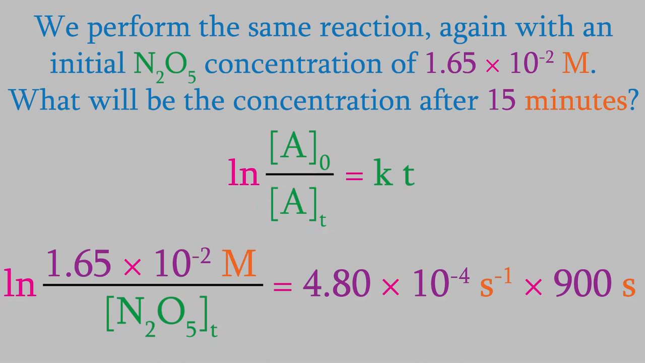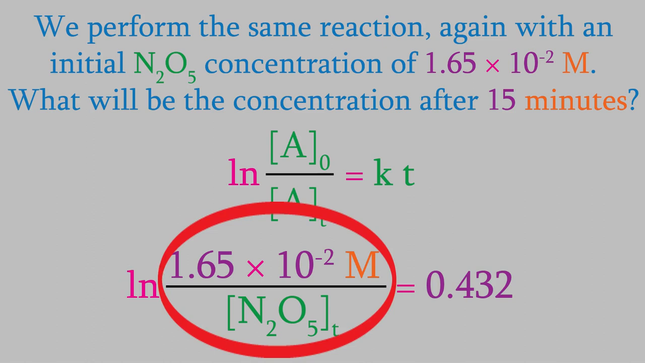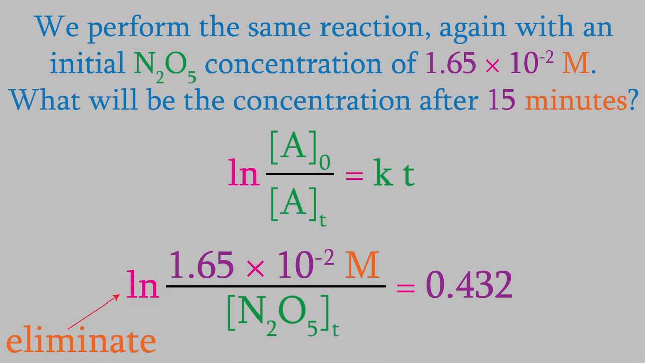Remember, our value for the rate constant includes seconds as part of its unit, so we have to convert the time into seconds as well. On the right side, we multiply our two numbers to get 0.432. But what about the left side? We can't just multiply both sides by the denominator, because the logarithm affects the whole fraction. Instead, we have to get rid of the logarithm first. Fortunately, there is a way we can do that.